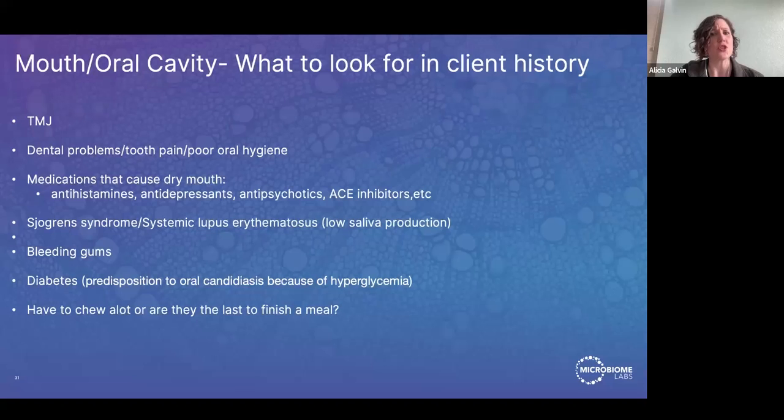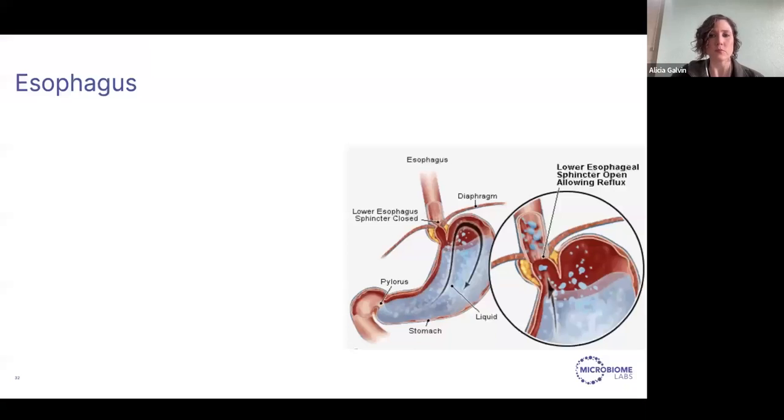And ask them, are they chewing a lot, or having to chew a lot, or are they always the last to finish their meal? That might be an issue with their chewing. So look at those things.